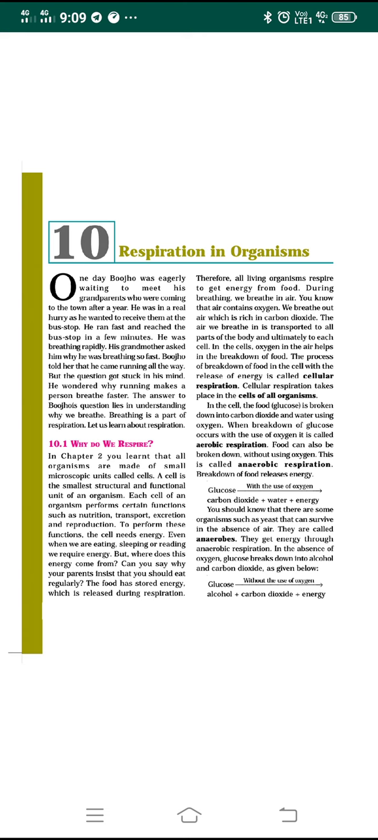Dear students, in the previous class I had started the lesson respiration in organisms. In the beginning classes we studied the respiration process and function of the cell. Later on we discussed the concept of cellular respiration. Cellular respiration takes place by two methods: one is aerobic respiration, another one is anaerobic respiration.